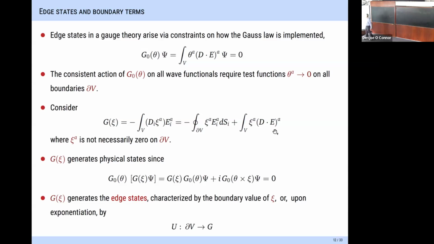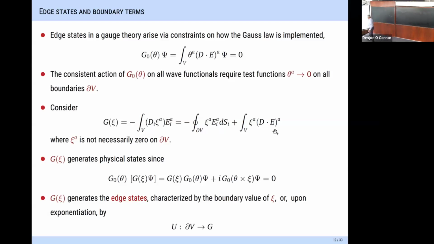The important thing about the second operator is that it generates physical states, because G naught and G psi commute weakly on any function for which G naught psi is 0. I can move the G naught to the right side, and the commutator of the two gives me something again in G naught, which means the parameter goes to 0 on the boundary. So this is still a physical state. That means the action of G psi on the state still obeys Gauss's law, as it should for any physical state. These generate, therefore, physical excitations of the theory, or physical degrees of freedom, which we call the edge states of the theory. Okay? That's how they would appear in a gauge theory.